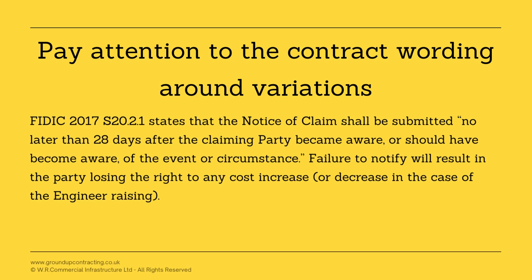We also need to pay close attention to the contract wording around variations. Some contracts impose time bars. This means that a contractor could lose entitlement to an additional payment arising from a variation if they do not notify it as per the contract. This is quite common in construction contracts. I've put an example here from the FIDIC standard form contract. We will do another video on notifying variations.